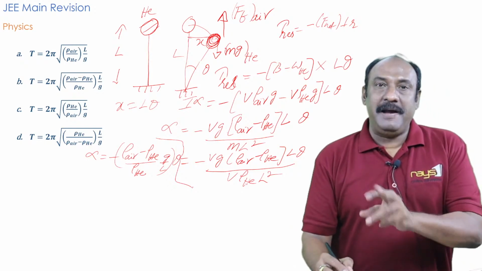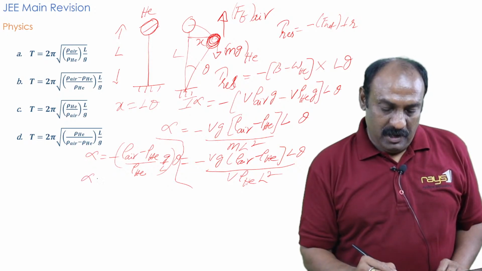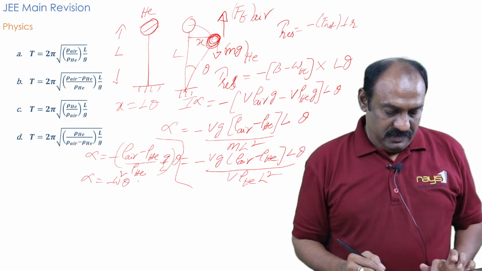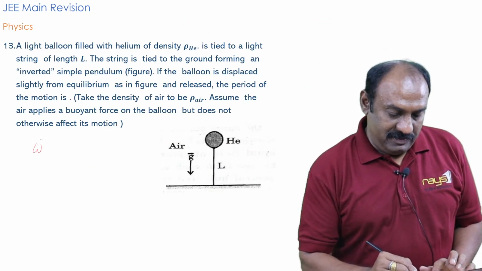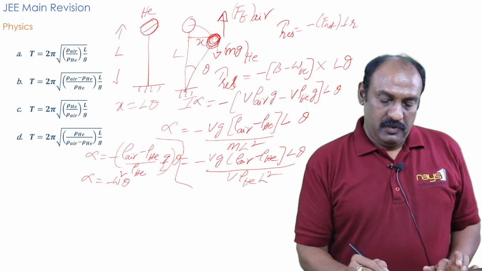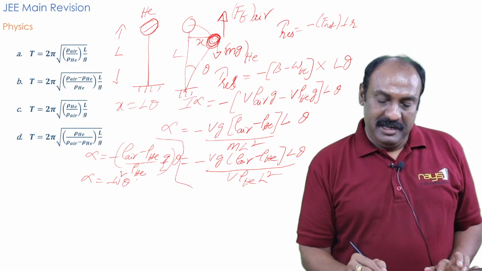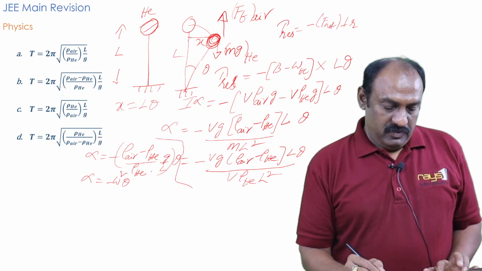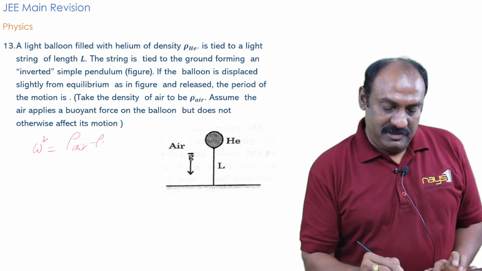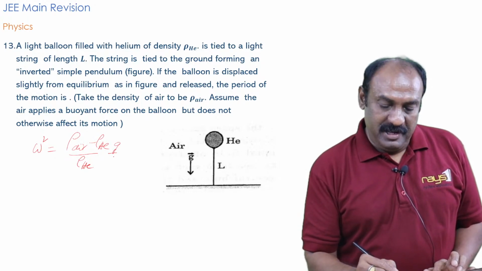Now it is compared with the standard form of angular simple harmonic motion, alpha equal to minus omega square theta. So from this, what is the basic equation for omega square here? Omega square equal to density of air minus density of the helium by density of the helium into g by L. So omega square is (density of the air minus density of the helium) by density of the helium into g by L.